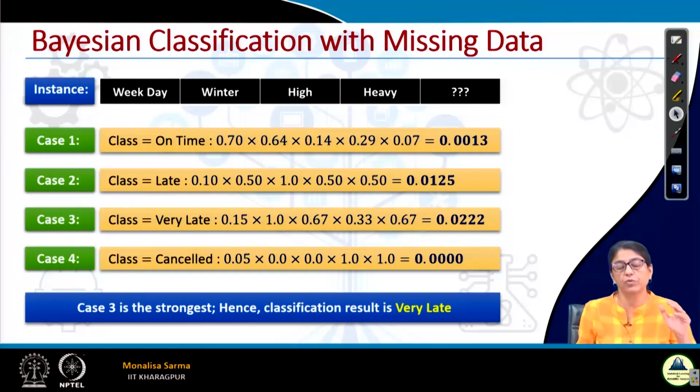The second approach: in our last example, in case 4, when we tried to find the posterior probability for the cancel classes, there were some zeros. When there is no occurrence, we get a 0, and one 0 makes everything 0. Then there is no point in finding the posterior probability, because we will not get a representation of this class anywhere.